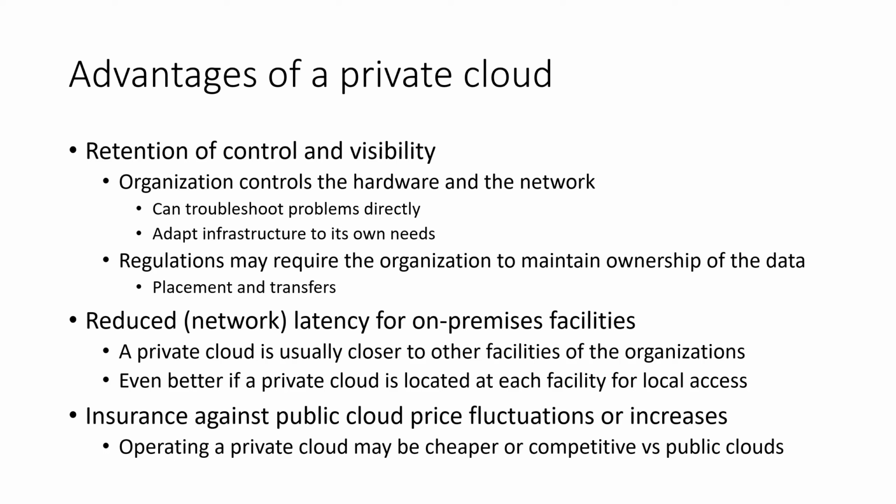Also, a private cloud is usually co-located with other facilities of that company, and because it's co-located, the network latency, the amount of time it takes for data to go from one computer to the private cloud and then back, is less than to a public cloud. So if the server is in the same building, you're usually going to access that server much faster than if you have to go to a different city or downtown where the data center is located to access the public cloud. So this reduction in latency is important for some applications. And it might be noticeable if the private cloud is in the same building where the users are.